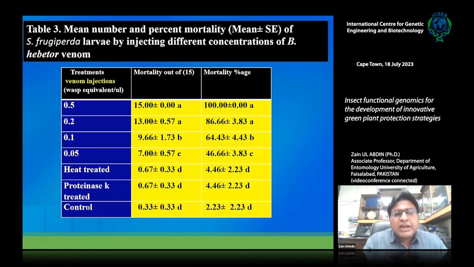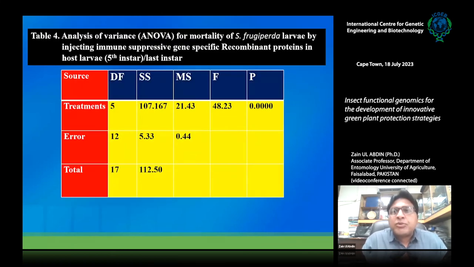Here are the mean comparisons. Here you can see heat treated, proteinase K treated, and control. With reference to the control, you can have an idea: controls continue to survive and continue their development and growth stages as compared to the heat treated and proteinase K treated venoms. Analysis of variance of mortality of Spodoptera frugiperda larvae by injecting immune suppressive gene-specific recombinant proteins into host larvae, fifth instar. We have selected the large-size larvae of the host, normally the fifth instar larvae, so that we can check the lethal effects on mortality of the host with reference to the microinjection of recombinant proteins.